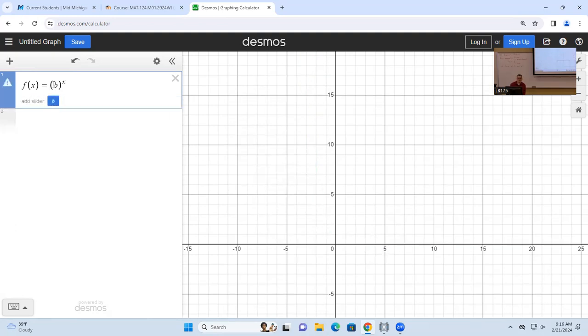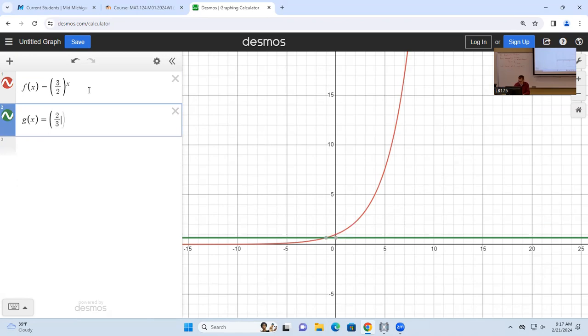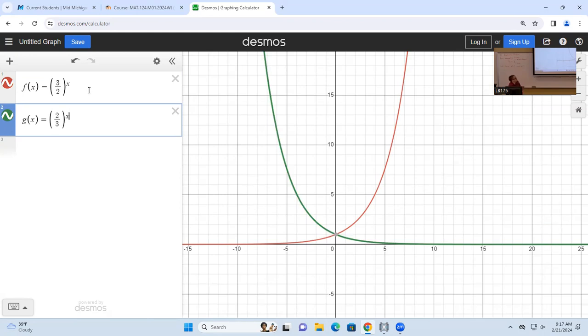Now, this is not something, how do I say? So 3/2 is bigger than 1, right? So here's the graph of f of x equals 3/2 to the power x. If I look at another function, which is the reciprocal function, notice what happens. If I take the base and use the reciprocal rather than the base itself, all we've done is we've flipped over the y-axis.